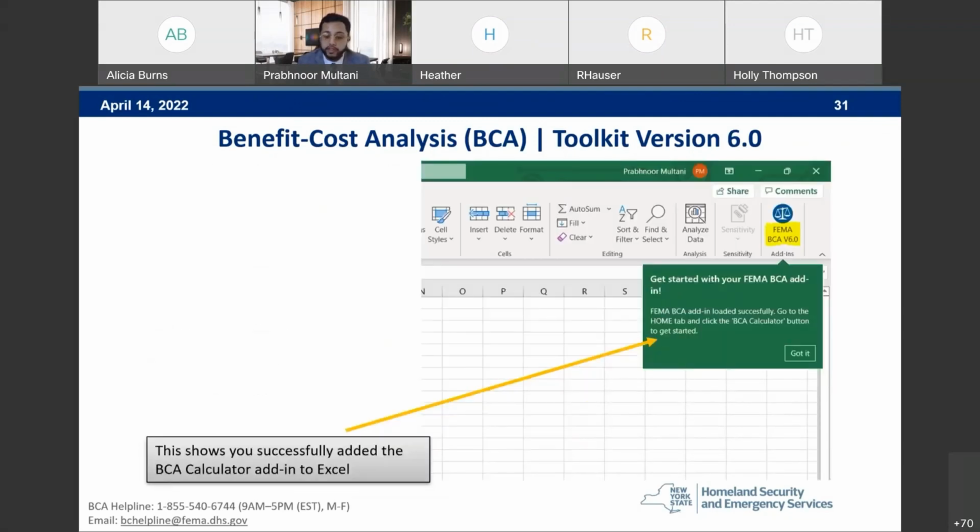After clicking Continue, you will now see the BCA v6.0 icon appear in your screen under add-ins. There will be a green little text box right under it saying Get Started. That means you have successfully added that calculator add-in into your Excel.